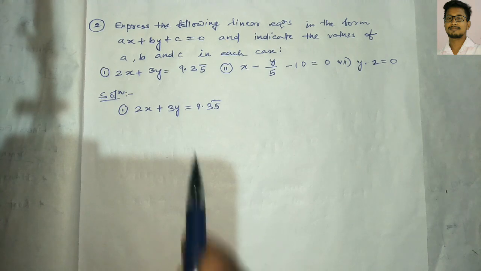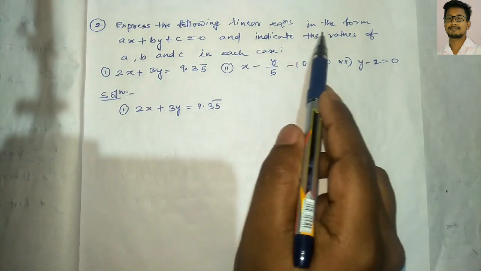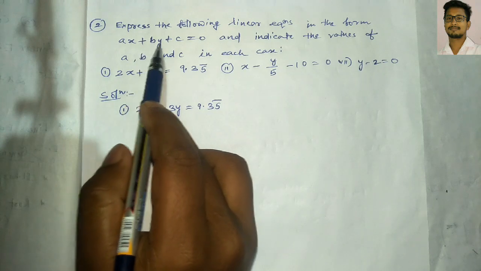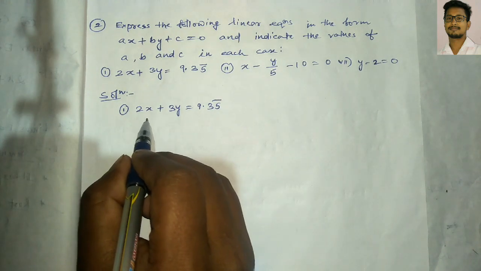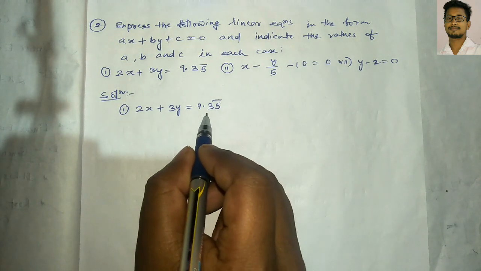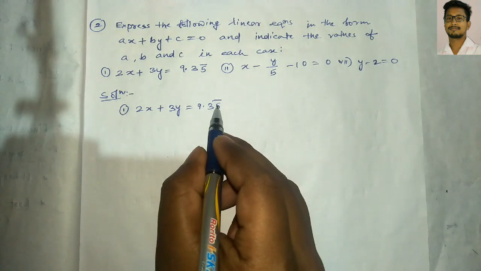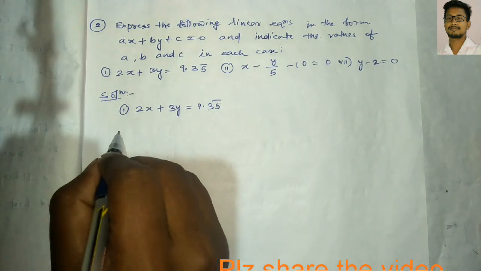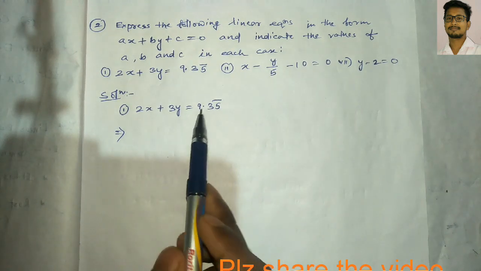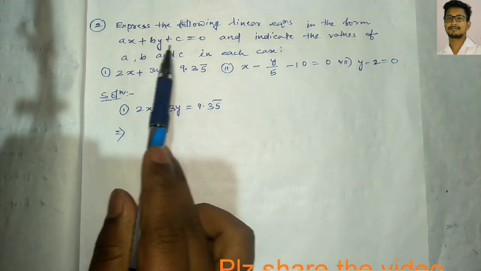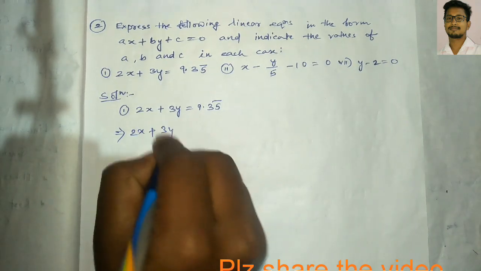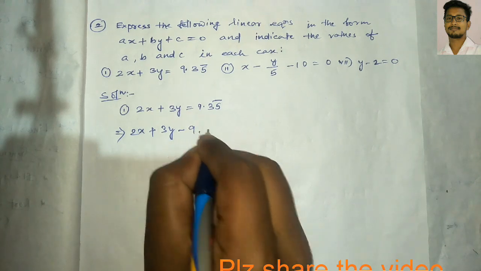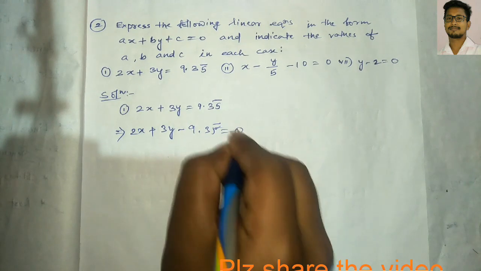Now our second question. Express the following linear equations in the form ax plus by plus c equals 0, and indicate the values of a, b, c also. The first question is 2x plus 3y equals 9.35 bar, where the bar is on the 5. Since they are asking to represent all these equations in the general form, bring everything to the left side: 2x plus 3y minus 9.35 bar equals 0.